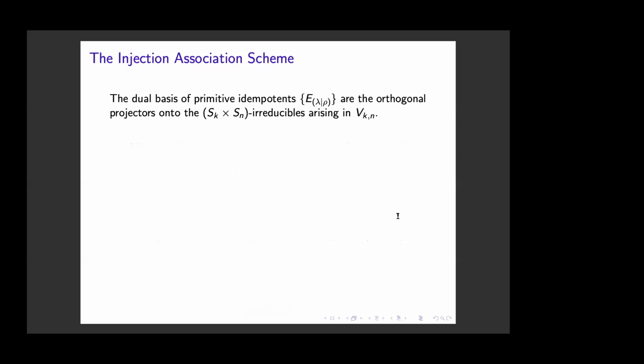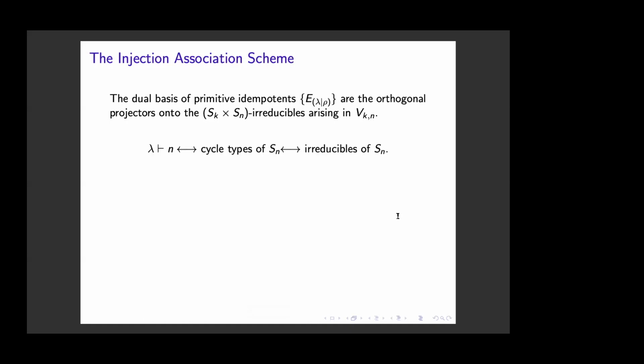Okay. And what gives association schemes their charm is that there's this canonical dual basis of primitive idempotents, and these primitive idempotents are just the orthogonal projectors onto the SK cross Sn irreducibles that pop up in VKN. Remember, these irreducibles are the ones where I have lambda on N cells, mu on K cells, such that their skew tableau gives me a horizontal strip.